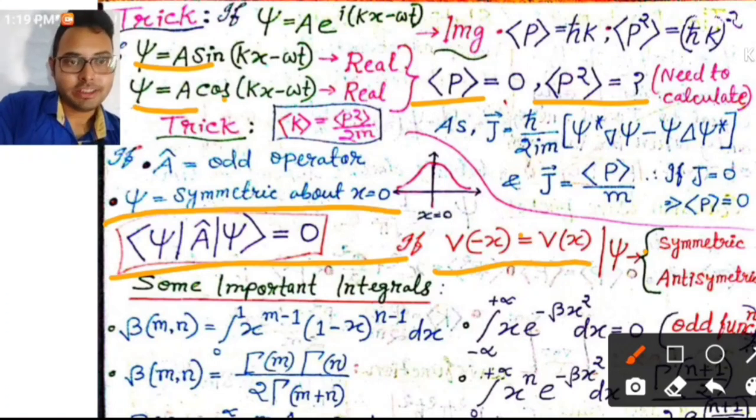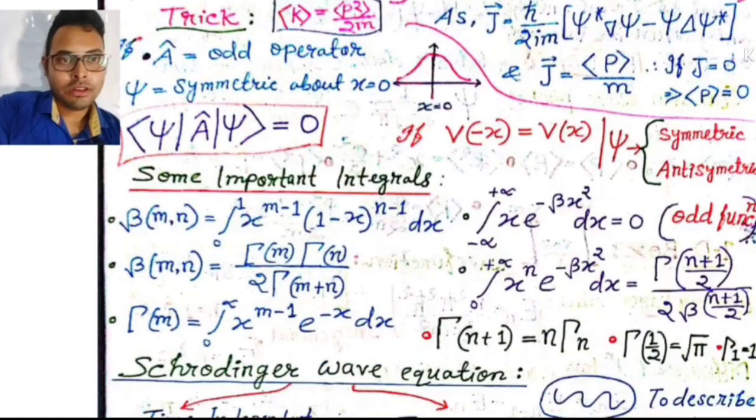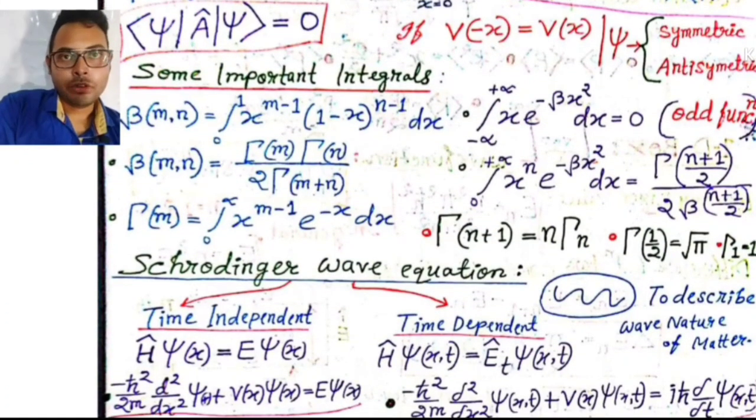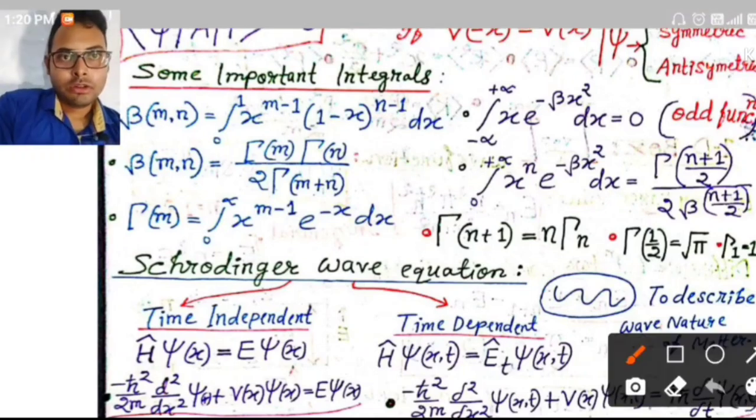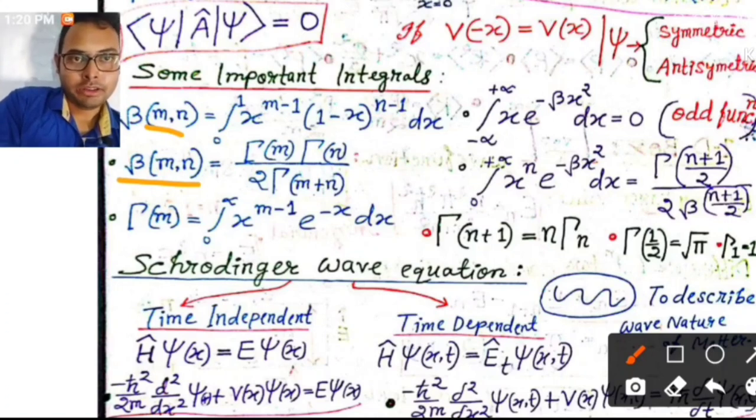Some important integrals, this is very important. These are the integrals we use most of the time to calculate expectation values and some calculations in quantum mechanics. So this is the beta function: beta(m,n) is equal to integral from 0 to 1 of x to the power m minus 1 times (1 minus x) to the power n minus 1. It's a very important integral. Then beta(m,n) is equal to gamma m gamma n divided by gamma(m plus n), this is the property of the beta function.